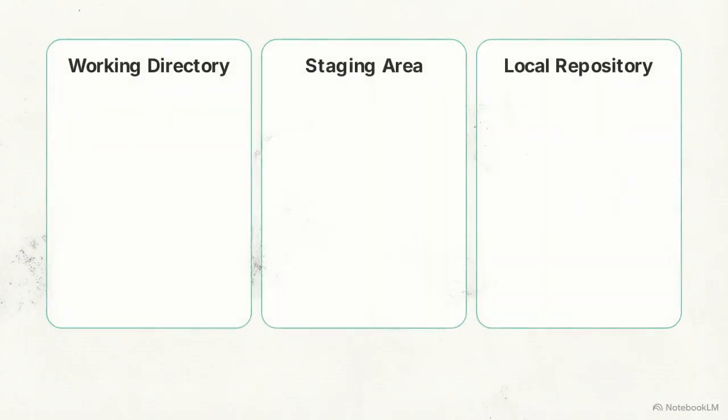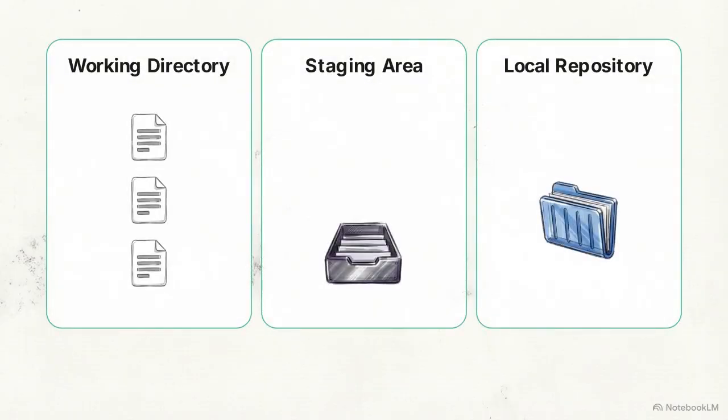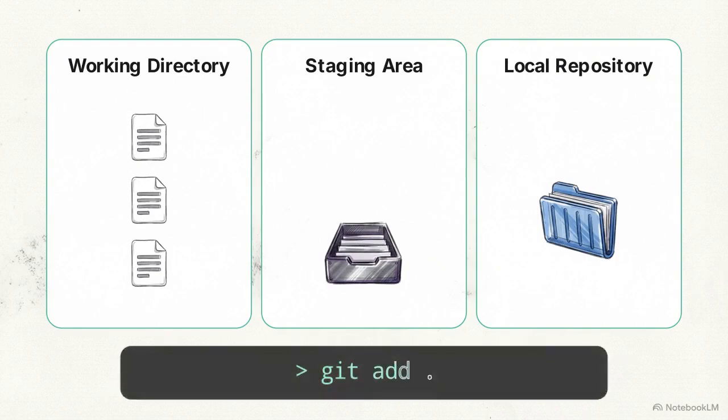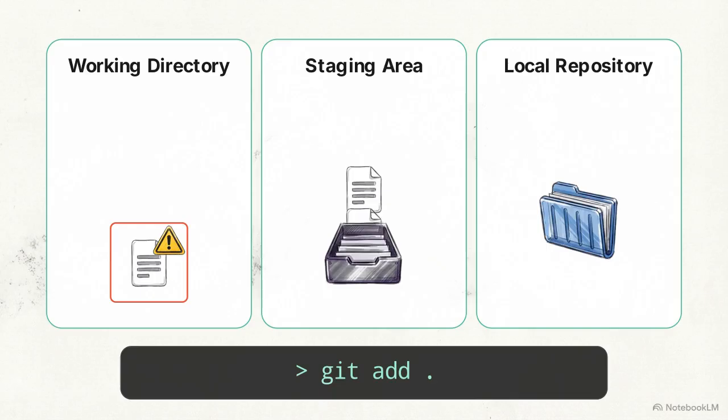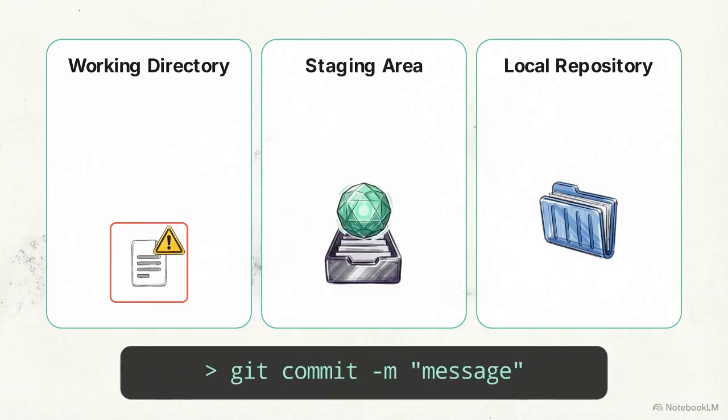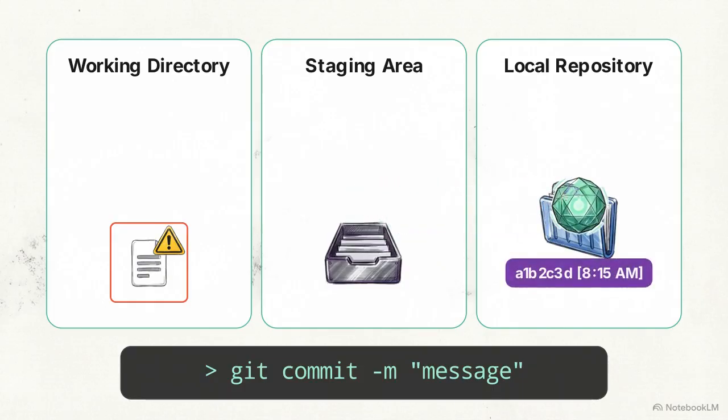This three-stage architecture separates the working directory, staging area, and local repository. Move files using git add. Warning: Git ignores untracked files left behind. To permanently lock your staged snapshot into the repository, run git commit -m with a message.